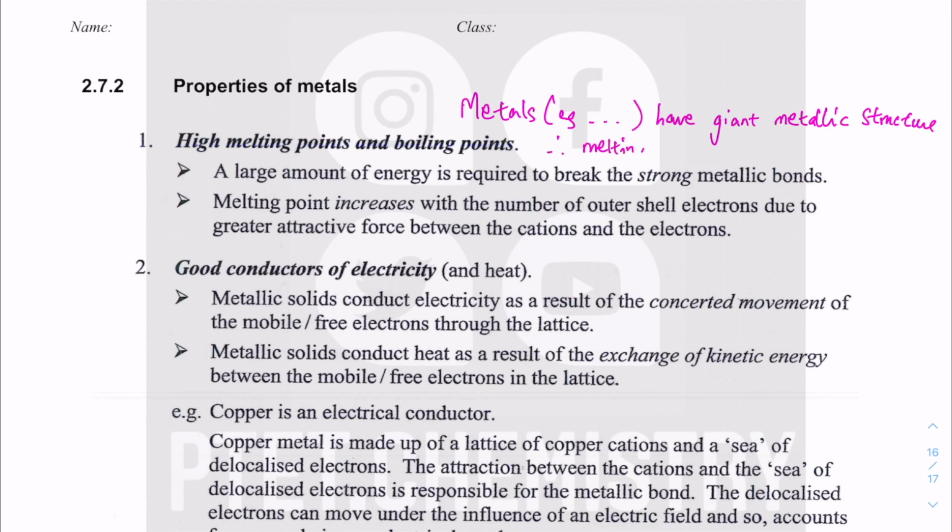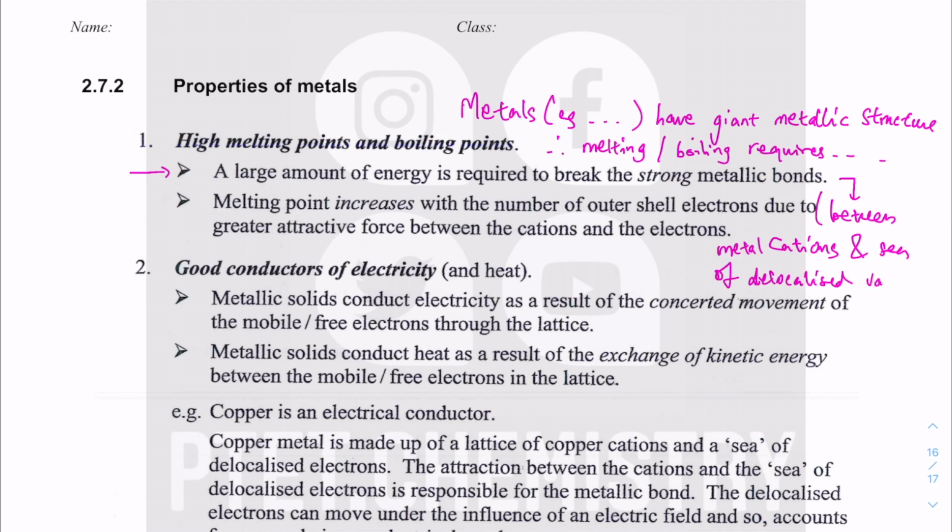And therefore melting, or in the context of the question, sometimes they ask on boiling, so you've got to decide what the question actually asks you. It requires a large amount of energy to break the strong metallic bond. It is not enough. You've got to say between the metal cations and the sea of delocalized valence electrons.